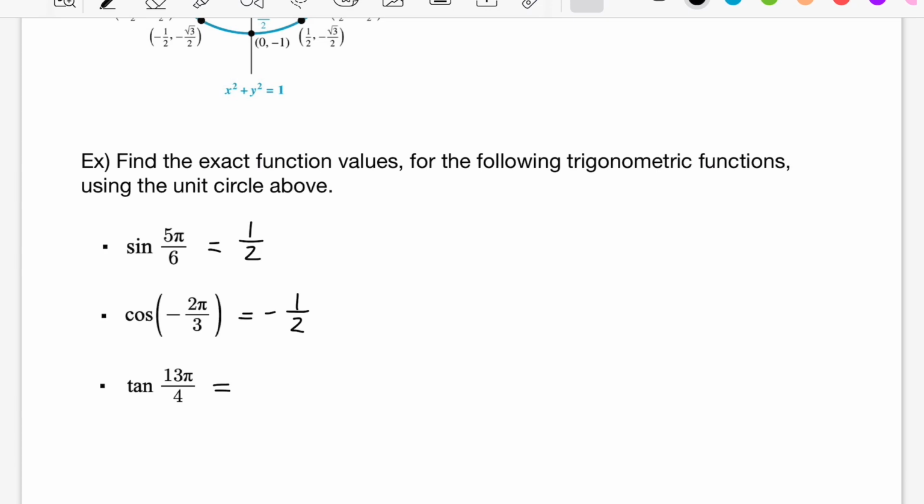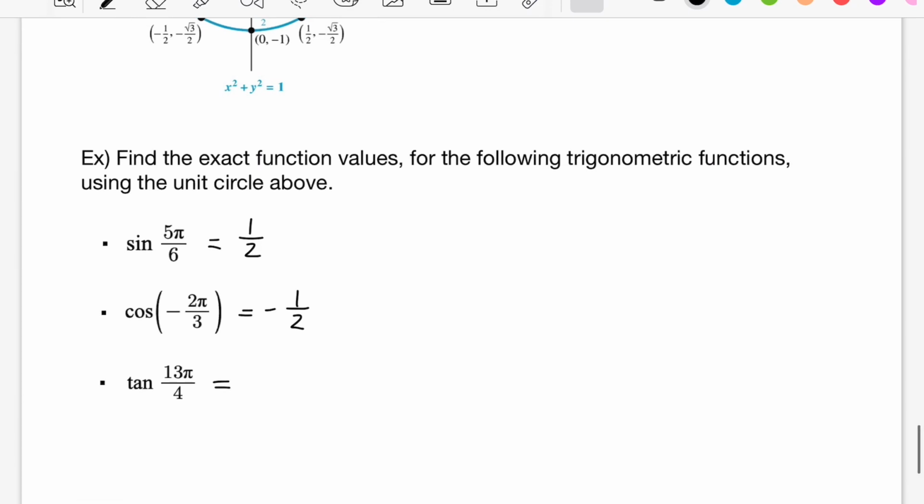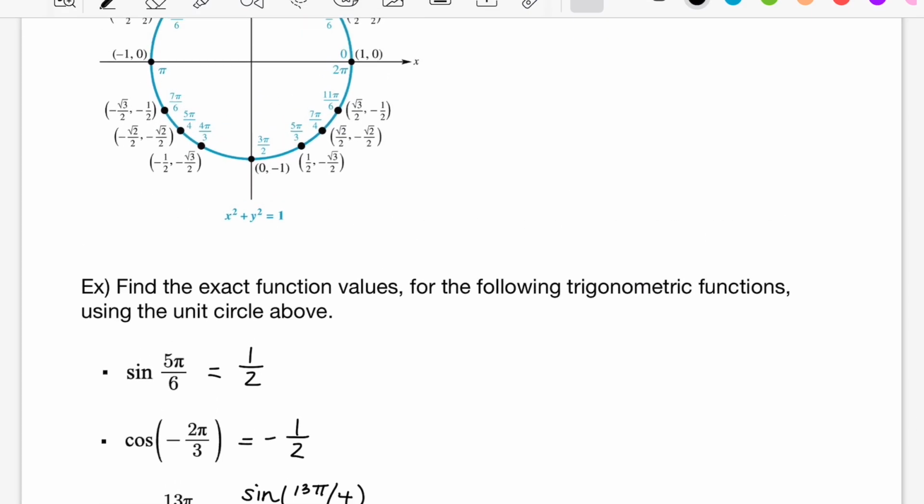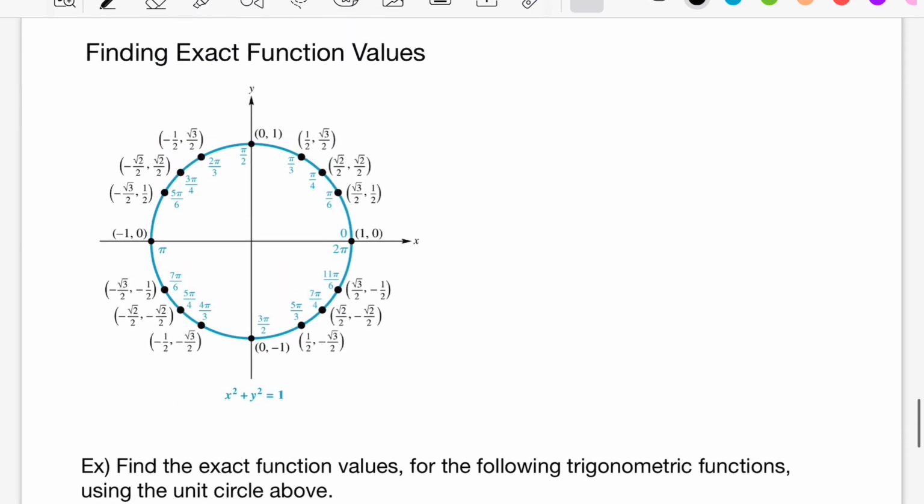Lastly, if we want to find tangent of 13 pi over 4, again, this is just going to be sine over cosine. Now we can rewrite 13 pi over 4 as instead 5 pi over 4, because if we were to go pi over 4 plus pi over 4 plus pi over 4 and so on until we do that 13 times, we would end up at this angle here, 5 pi over 4.